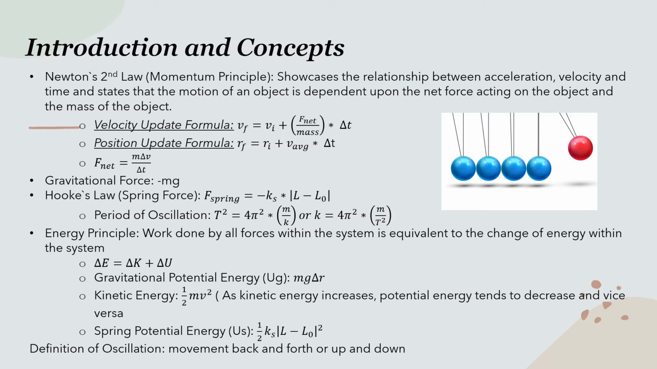Hooke's law, also known as spring force, is equivalent to the K constant times the relaxed length minus the regular length. And the period of oscillation gives the K constant equals 4 pi squared times mass over period squared. The energy principle represents the work done on an object within a system and is equivalent to the change of energy within a system. And the total energy is equivalent to the change in kinetic energy plus the change in potential energy.